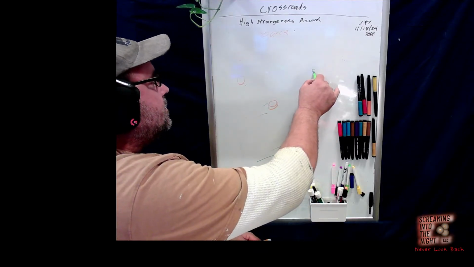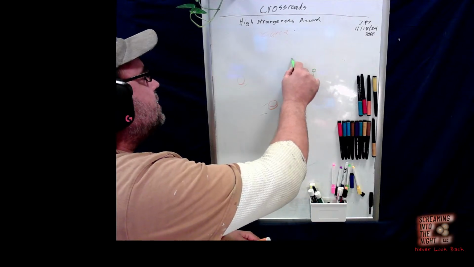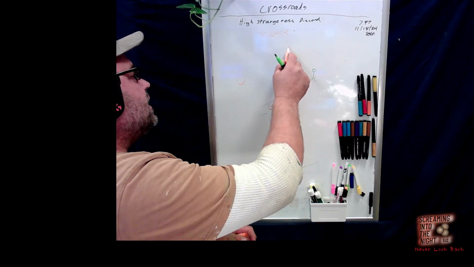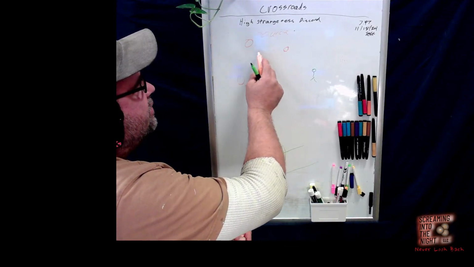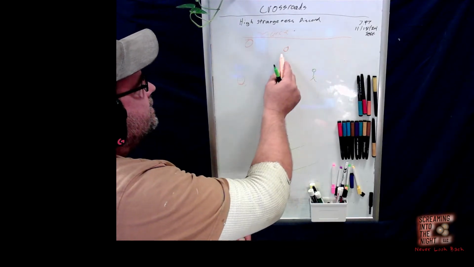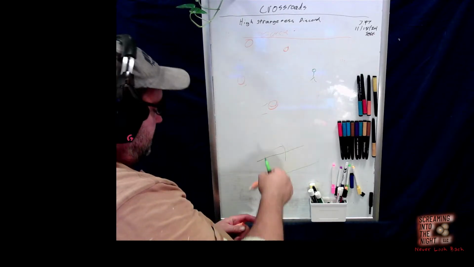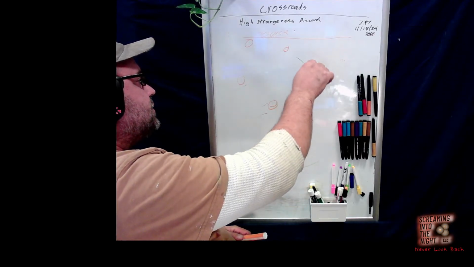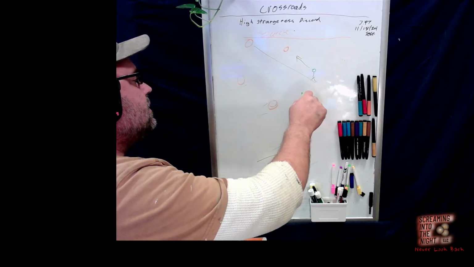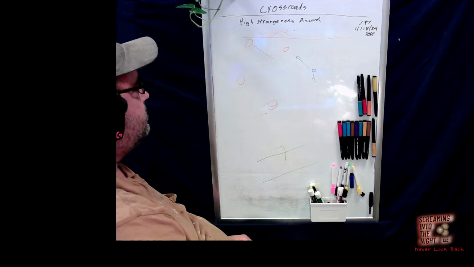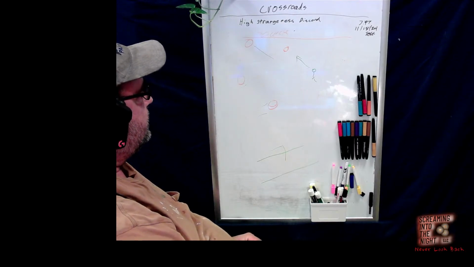So the person's here, looks up. We have gradient 1 and gradient 2. Gradient 2 is just a little bit higher. So the person will see this one and this one. Okay, cool.